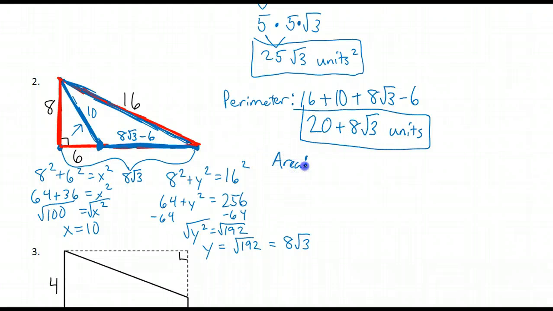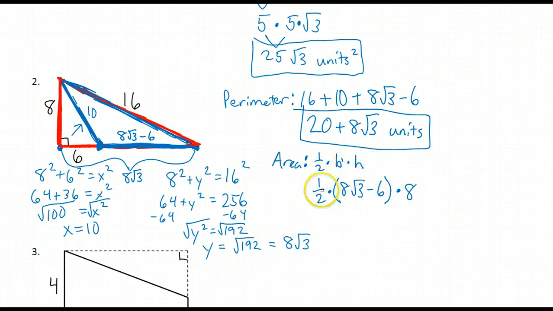To find the area, I'm going to need to take 1/2 times the base times the height. So I'm going to have 1/2 times my base, this length, 8 square roots of 3 minus 6. But I need to take 1/2 times this entire thing. So even though there's no parentheses here, before I do any math, I'm going to add in parentheses. I'm going to group this length together because I want to take 1/2 of this, and this times my height. And in this case, my height is this measurement, 8.